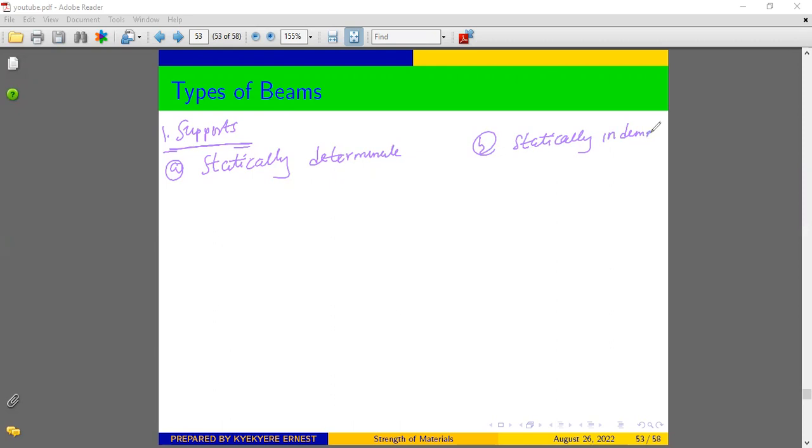Good. When we say that a beam is statically determinate, don't forget that in mechanics, the equilibrium equations for two-dimensional objects are three. Sum of Fx is equal to zero. Sum of Fy is equal to zero. And sum of moments about any point is also equal to zero. These are the three equilibrium equations. And because we have three equilibrium equations, they can only be solved for three unknowns. Therefore, anytime you have a beam which has a maximum of three unknowns, then the beam is statically determinate.